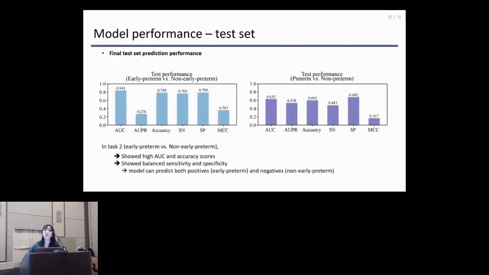And this is the result on the test set. You can see the values on the website. The point of the test set performance is that our model showed very balanced sensitivity and specificity, although the datasets were very imbalanced, and we did not use any approaches for undersampling or oversampling the data. We can say that the model can predict both the positive and the negative data well.